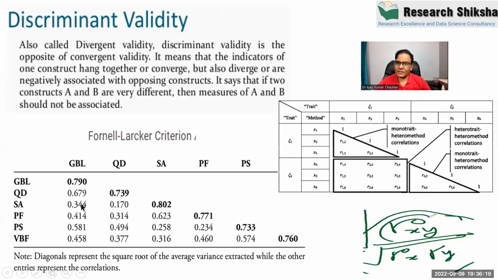Now the rule is the first value should be the highest value in the column. So in every column, the first value should be the highest. Even if you check row-wise, the first value should be the highest in the rows as well as in the columns. This criteria is known as Fornell-Larcker criteria.